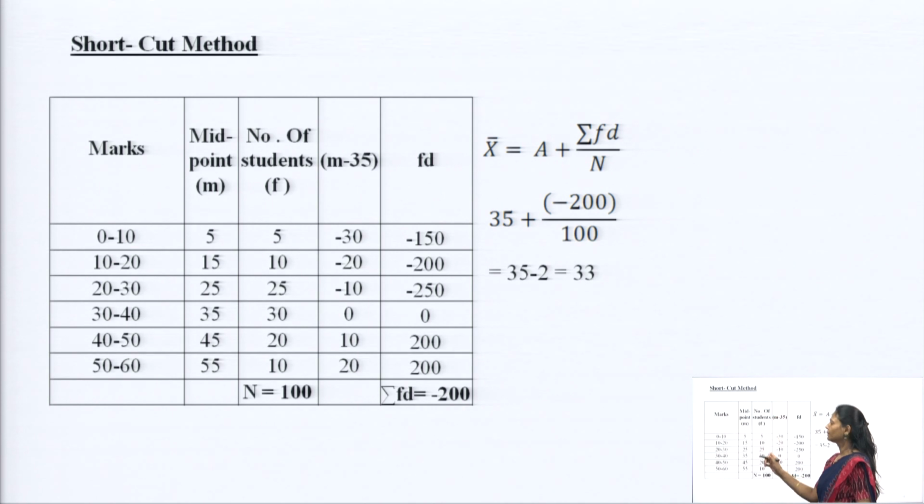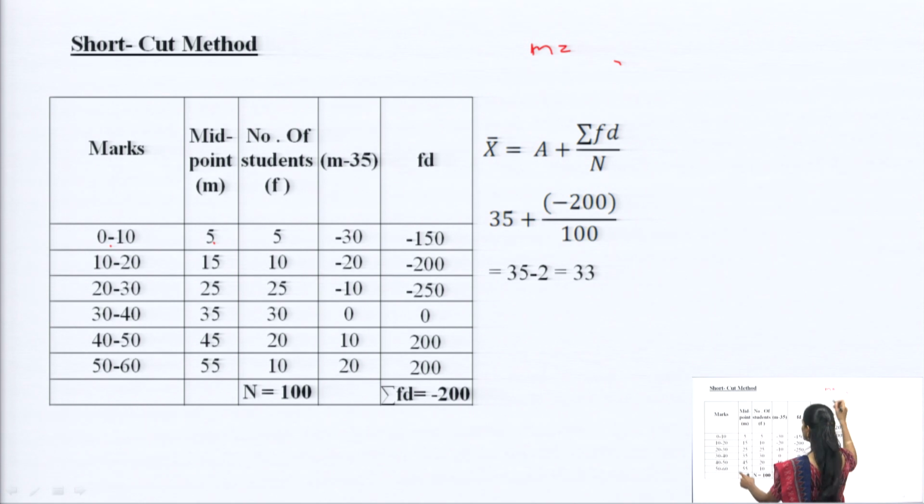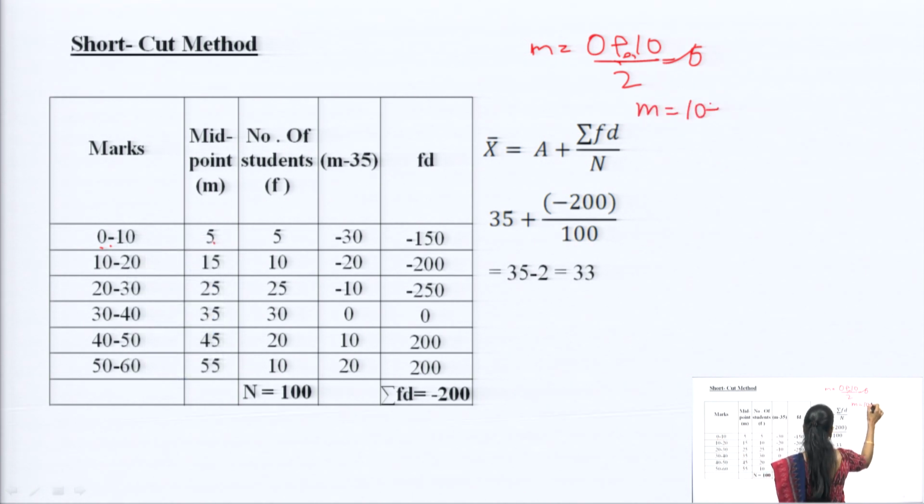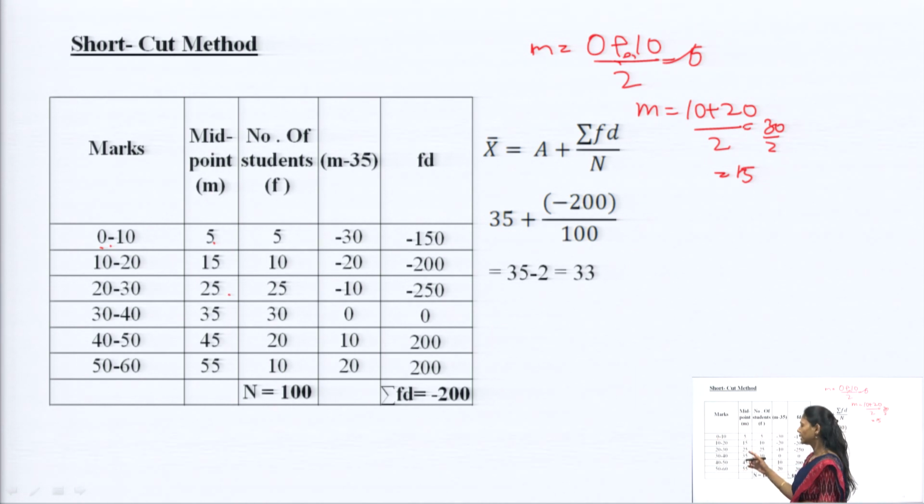Now, for the same question using the shortcut method with the same data, we will first find the midpoints. How will we do it? 0 plus 10 divided by 2 gives me 5. So this 5 becomes the midpoint. In the same manner, for the second one, m is equal to 10 plus 20 divided by 2, which is 30 divided by 2, which is equal to 15. In the same manner, we will find the other midpoints as well: 25, 35, 45, 55. Lower class limit plus upper class limit divided by 2 gives you the midpoint.